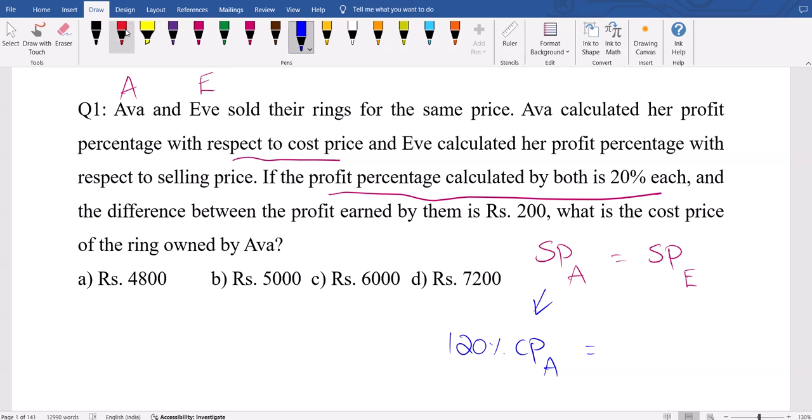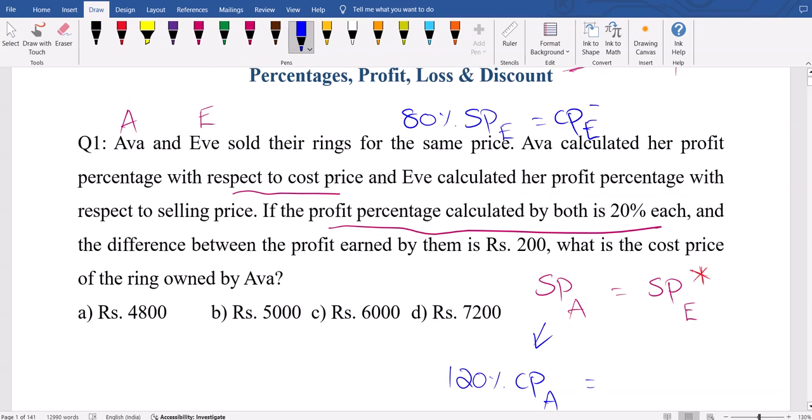But guys, this is a very good update. E calculated profit on selling price. So what is the selling price of E when there is 20% profit? They calculated on selling price, so the link between selling price and cost price for E is: 80% of selling price equals cost price.